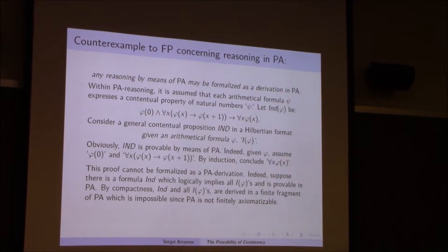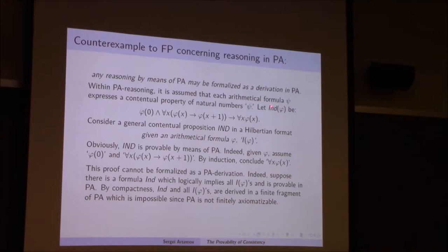All right. So now we consider a general contentual proposition. We call it I, and G, capital letters, in the Hilbertian format. Given the arithmetical formula phi, I of phi is a contentual, informal statement about phi. So we just read this induction the other way. If phi of 0 holds, and for all x, if phi of x holds, then phi of x plus 1 holds, then from these two assumptions we can conclude that for all x, phi of x holds. That's the thing. So why are there quote marks around I of phi?